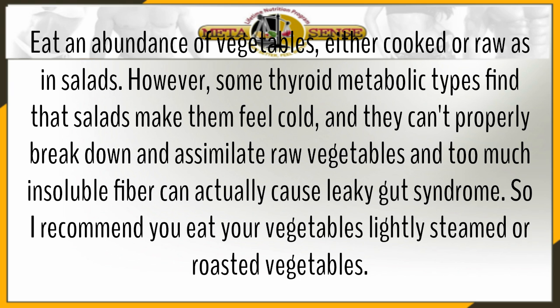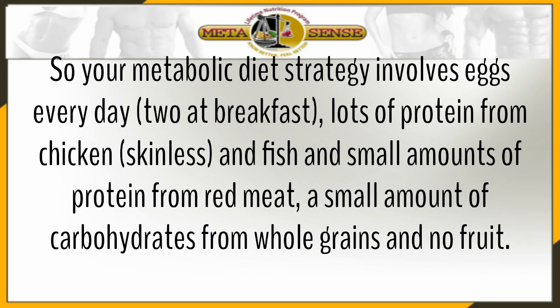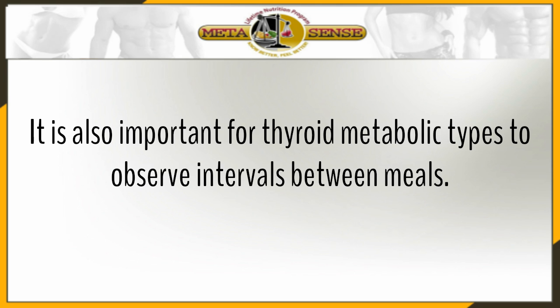However, some thyroid metabolic types find that salads make them feel cold, and they probably cannot break down and assimilate the raw vegetables, as too much insoluble fiber can actually cause leaky gut syndrome. So I recommend you eat your vegetables lightly steamed or roasted. So your metabolic diet strategy involves eggs every day, lots of protein from chicken and fish, and a small amount of protein from red meat, a small amount of carbohydrates from whole grains, and no fruit.